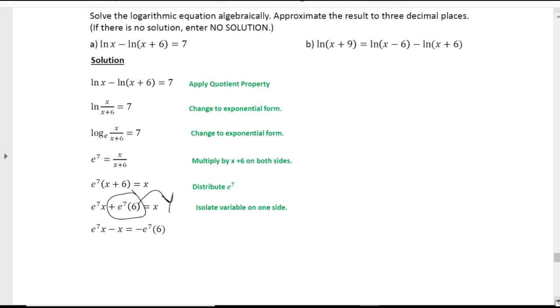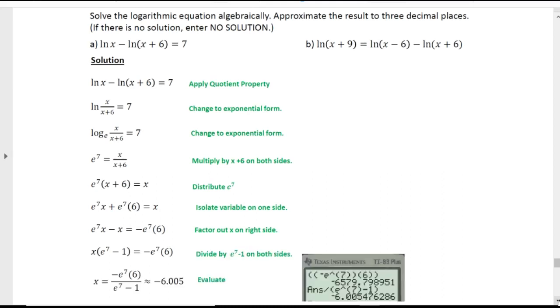Now notice that these two have an x in common. So we can factor out an x. And we get x times (e^7 minus 1), then divide by e^7 minus 1 on both sides. So we end up with x equals negative e^7 times 6 divided by (e^7 minus 1). And so my answer is approximately negative 6.005.